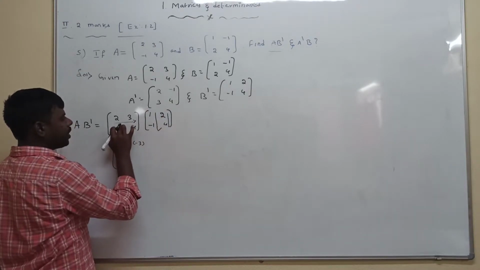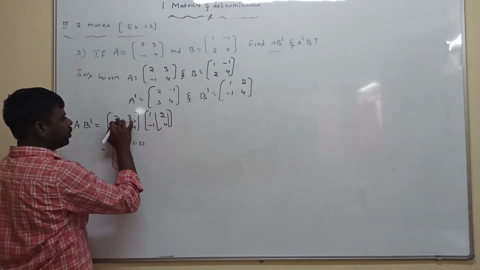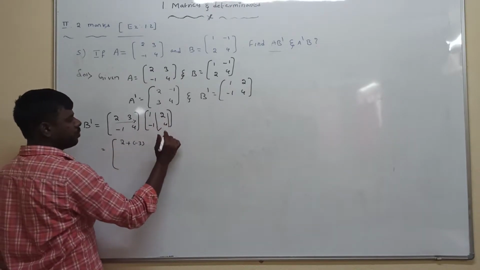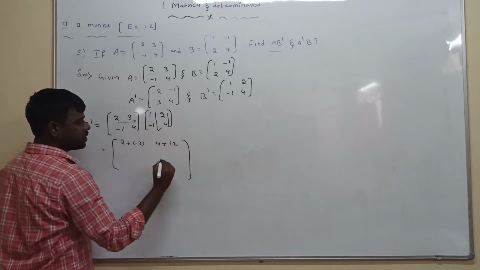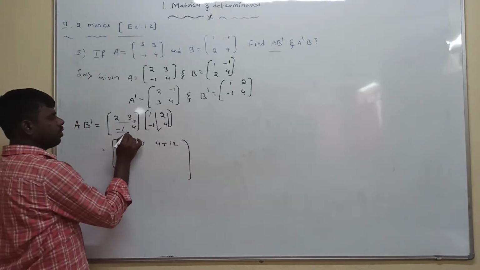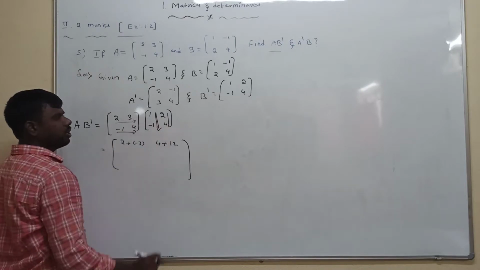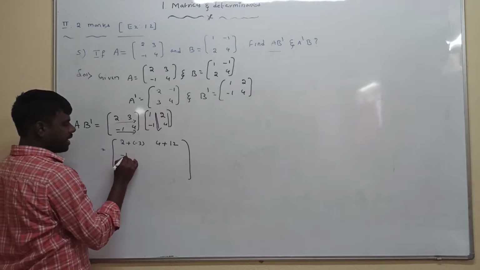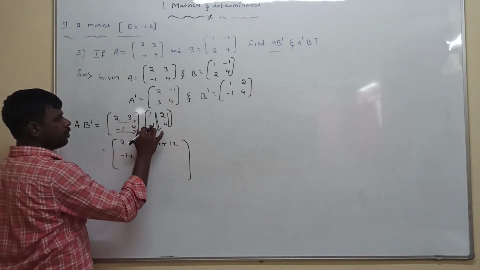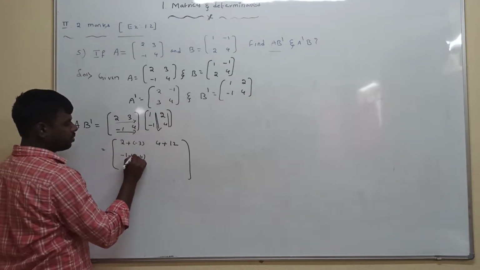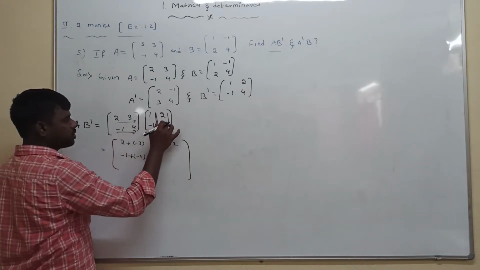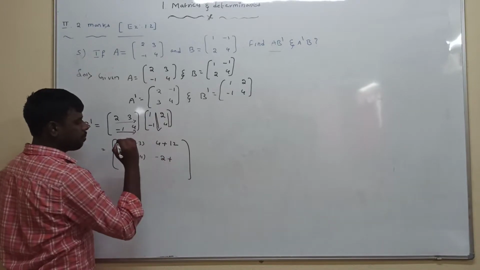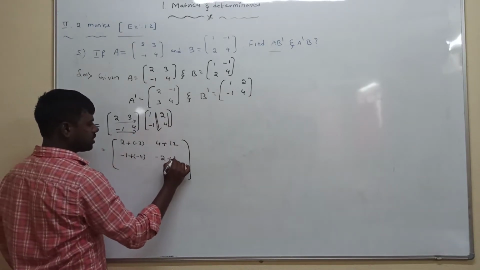Next, the product of first row and second column: 2 into 2 is 4, plus 3 into 4 is 12. First row, second column is over. Next we go to second row, first column: minus 1 into 1 is minus 1, plus 4 into minus 1 is minus 4. Next the product with the second row, second column: minus 1 into 2 is minus 2, plus 4 into 4 is 16.